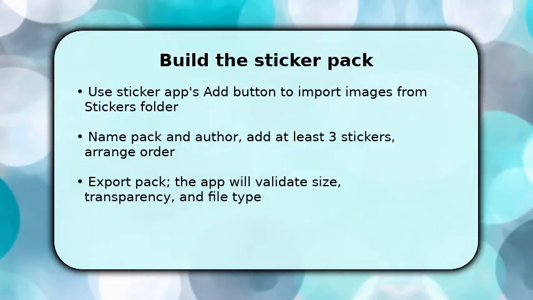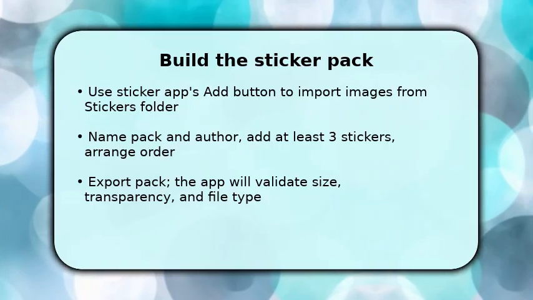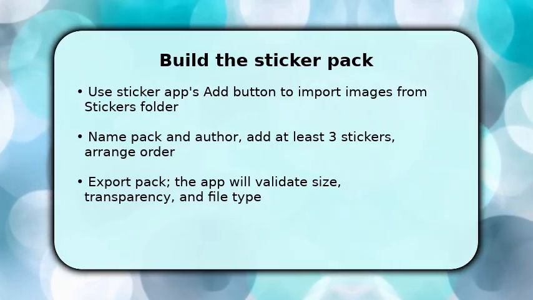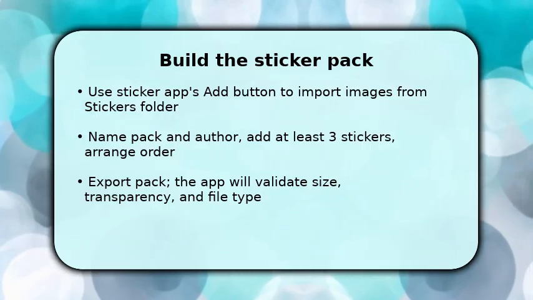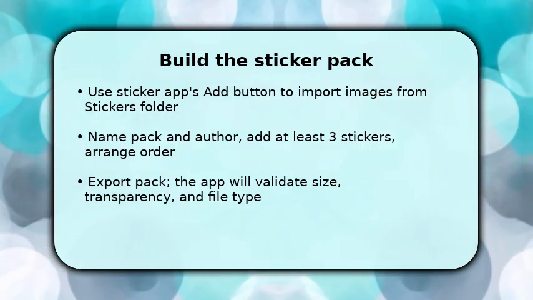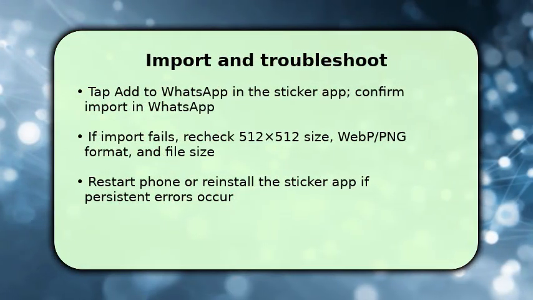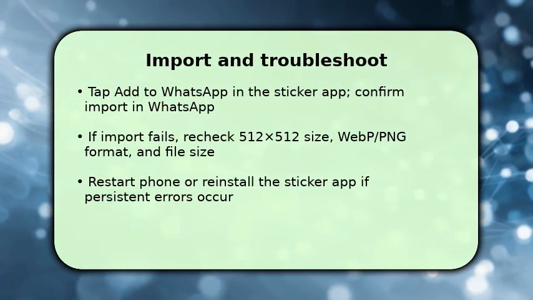Once arranged, export or publish the pack. The app will run a final check and prepare the package for WhatsApp to import, which is why you followed earlier formatting steps. Finish by tapping Add to WhatsApp from the sticker app. Confirm the pack appears under WhatsApp stickers and test sending one.